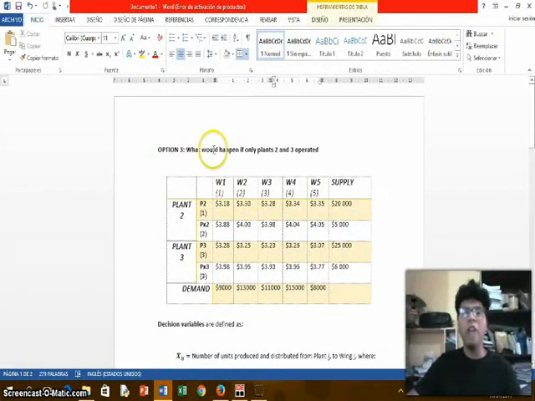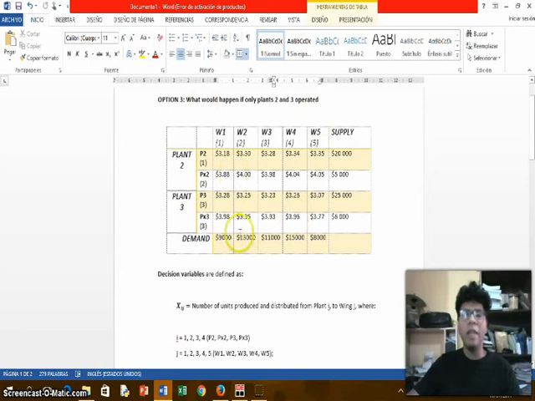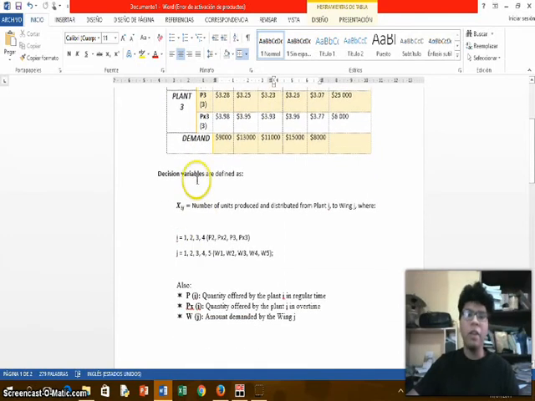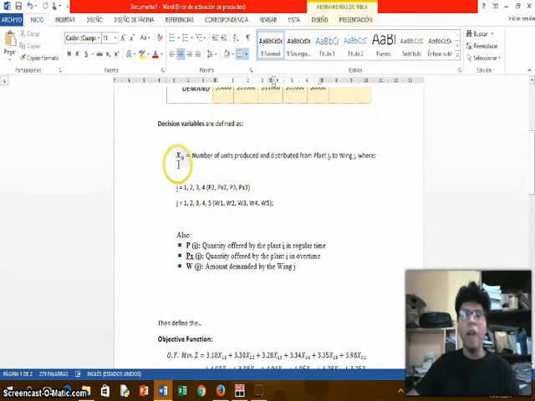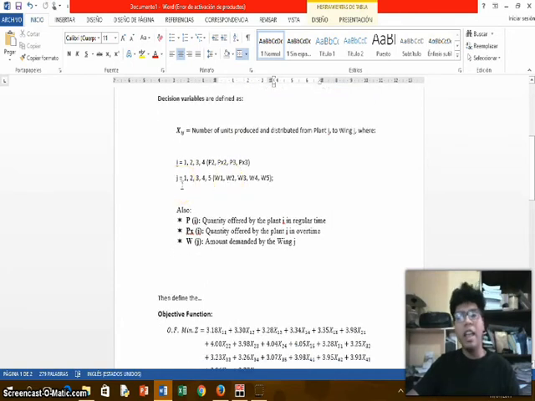Option 3 is what would happen if only plants 2 and 3 operate. It has this table with all costs of plants 2 and 3 and the supply and the demand. Decision variables are defined as x sub ij, the number of units produced and distributed from plant i to wind j, where i can be 1, 2, 3, 4 because there are 4 ways in which plants operate, and j can be 1, 2, 3, 4, 5 because there are 5 winds.